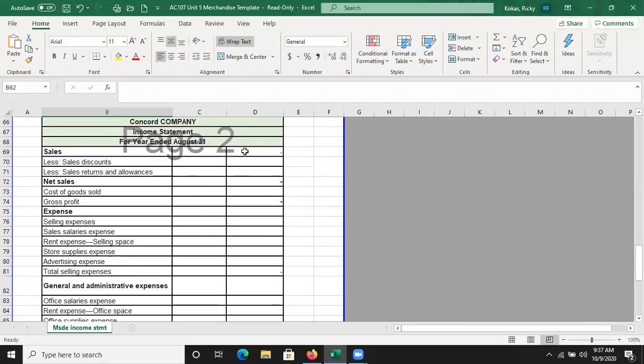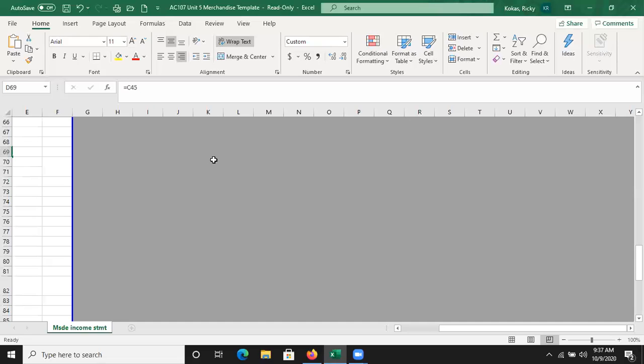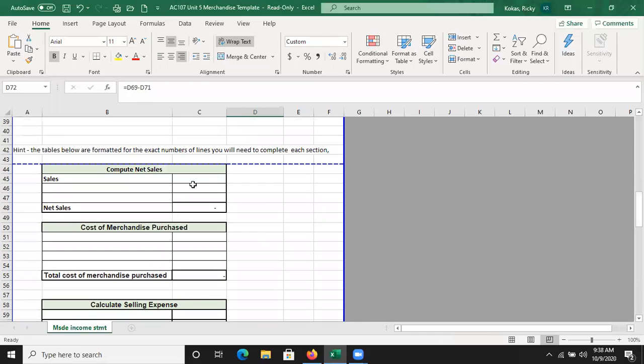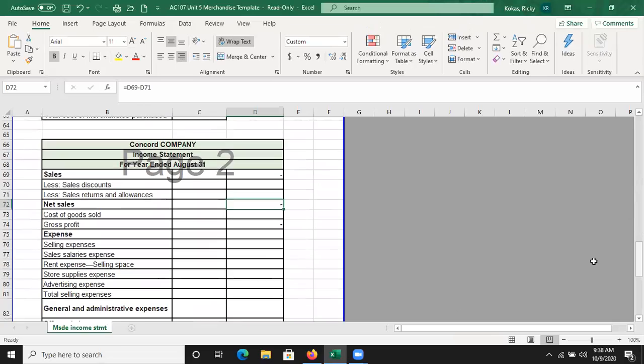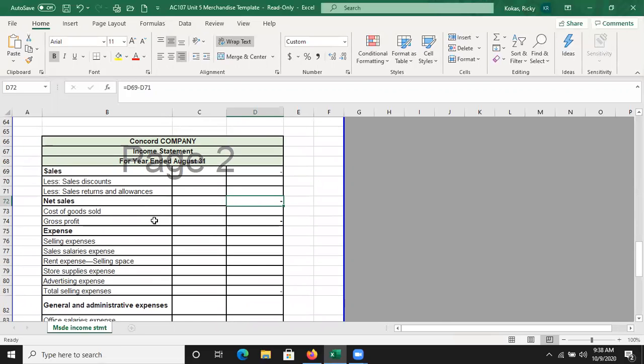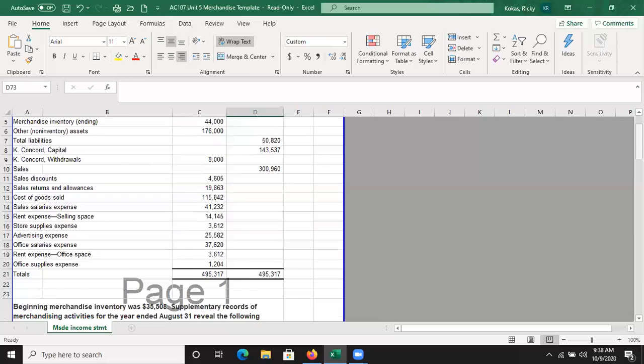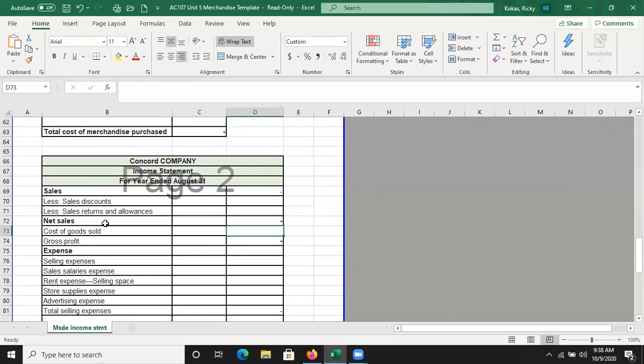You start with your sales, and you do have to basically do the calculation again. Start with your sales, subtract your sales discounts and your sales returns and allowances to get your net sales, just like we did up here. Then you have cost of goods sold. That is the cost of the inventory that you sold. That's given to you in the problem. So net sales minus cost of goods sold is your gross profit.